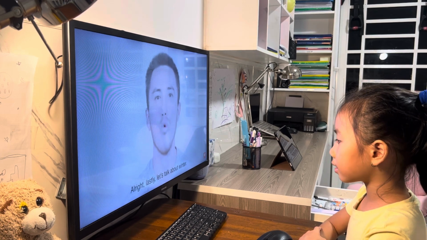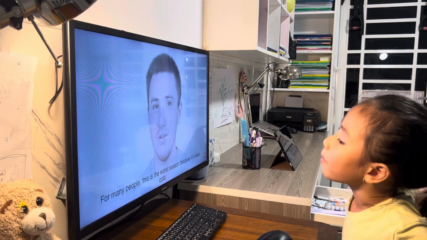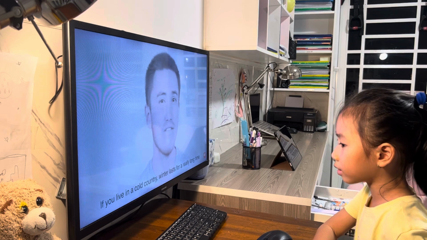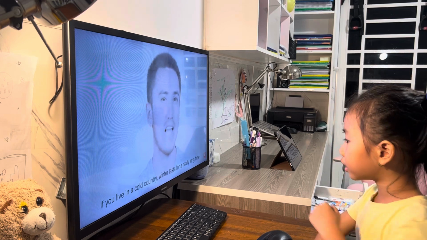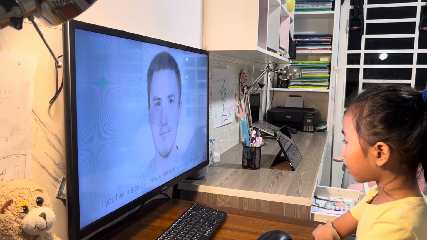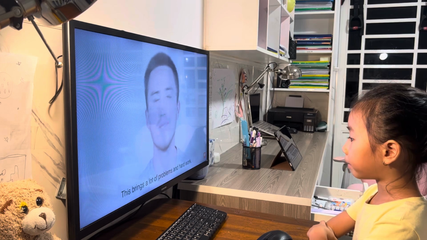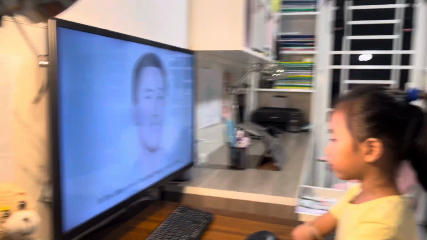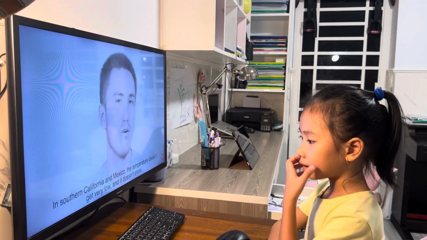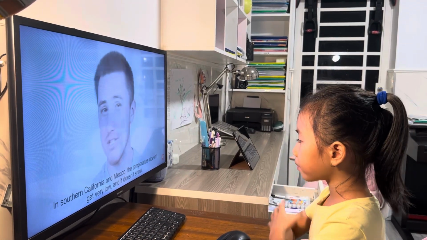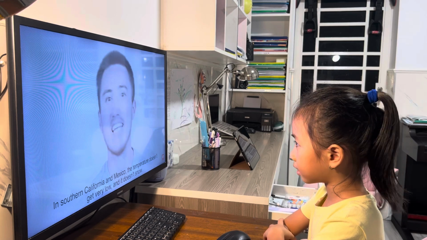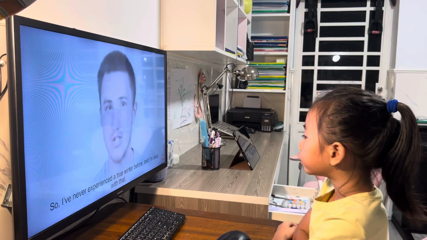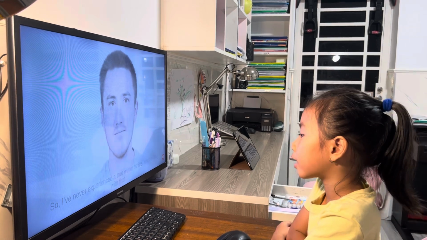Alright, lastly, let's talk about winter. For many people, this is a cold season because it's really cold. If you live in a cold country, winter lasts a really long time. This brings lots of problems and hard work. In the cities where I live, the winter is mild. In South America and Mexico, the temperature doesn't get very low, and it doesn't snow. So I live near the equator and I'm okay with that.